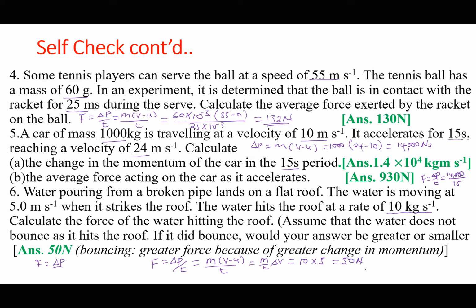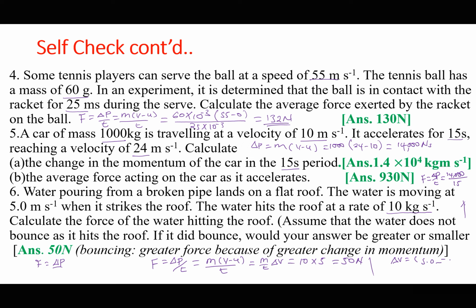So if it did bounce, would your answer be greater? If it bounces, then the change in velocity is going to be greater, because if it bounces, it moves in the opposite direction. One velocity has to be negative if it is in the opposite direction. So I would say 5 minus negative.